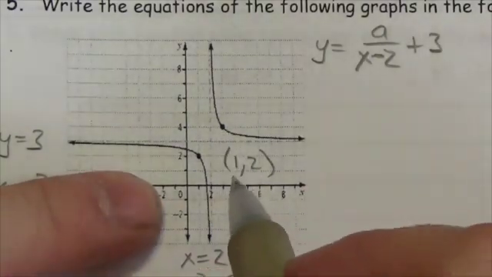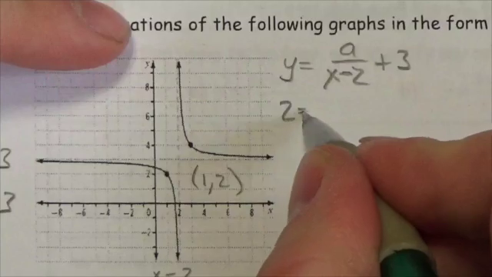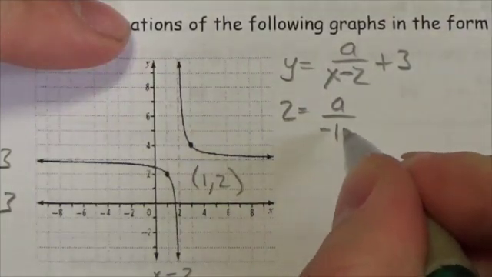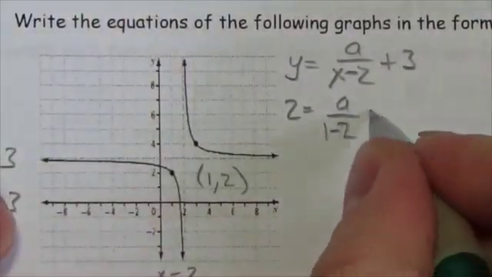1, 2. Okay, so x is 1, y is 2 here. So I'll come to this expression right here where y is equal to 2, x was equal to 1, and I don't know why I put negative 1 there. 1 minus 2 plus 3.